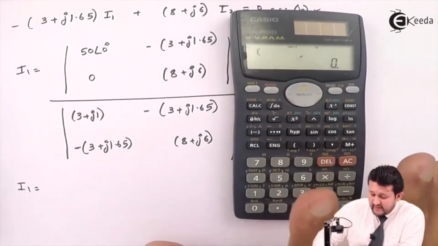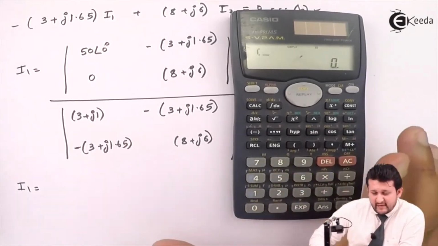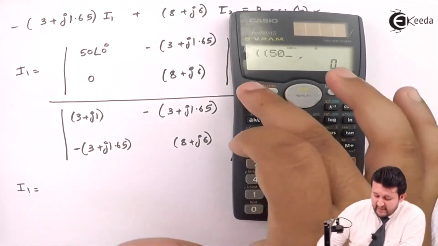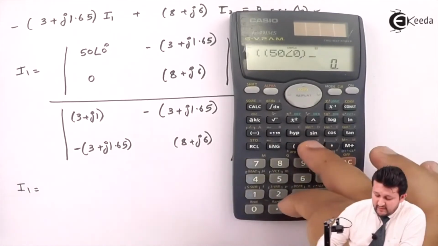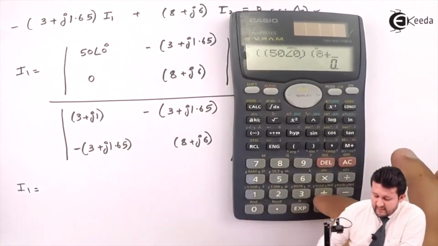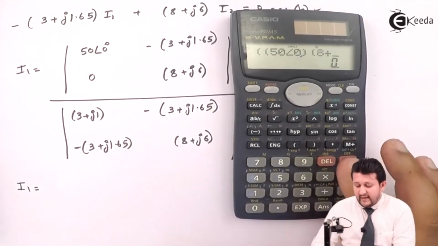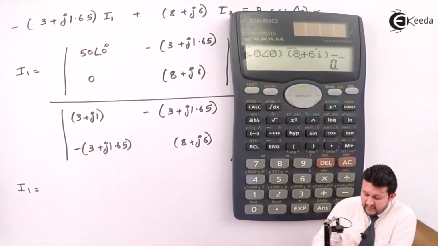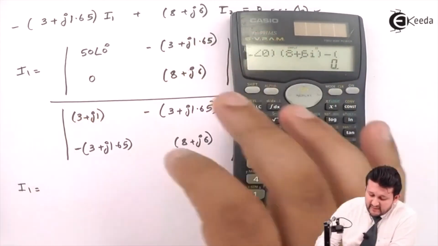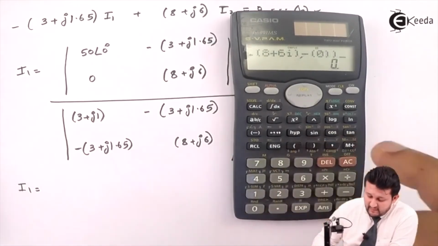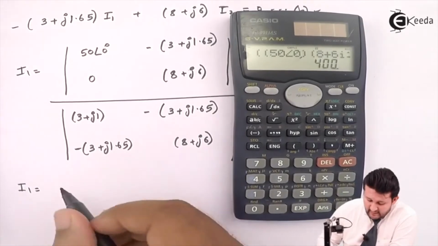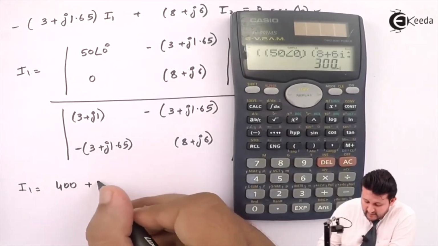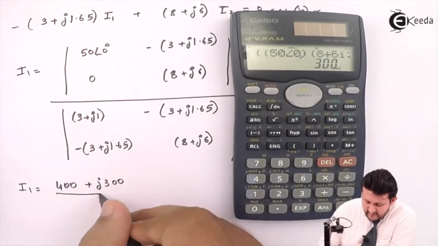So it will be a bracket. This bracket will be only for the numerator, which you will close at the end. So let's give every term a bracket. You multiply this with this. So bracket 50, angle will be shift and the fourth button, 0, bracket close, again bracket, this term 8 plus 6 I, because while writing on the calculator you write I after the number. Bracket close, minus sign, again bracket. If you multiply with this, you will get 0 directly. Bracket close for the numerator, equal to. The value which you got is 400. The imaginary value is shift and equal to, that is plus j300, whole upon.